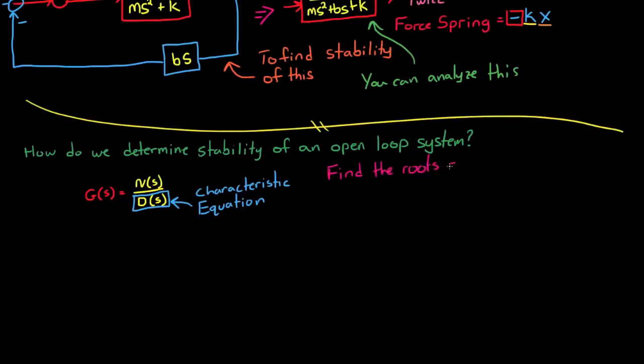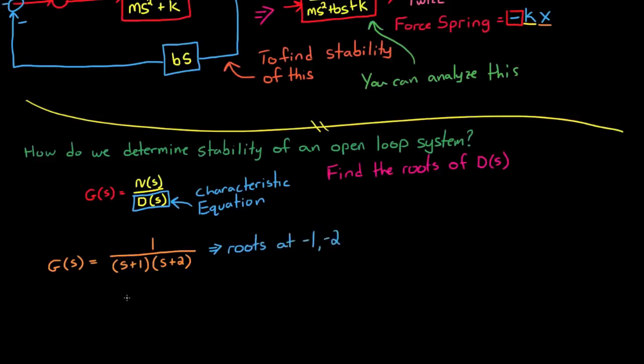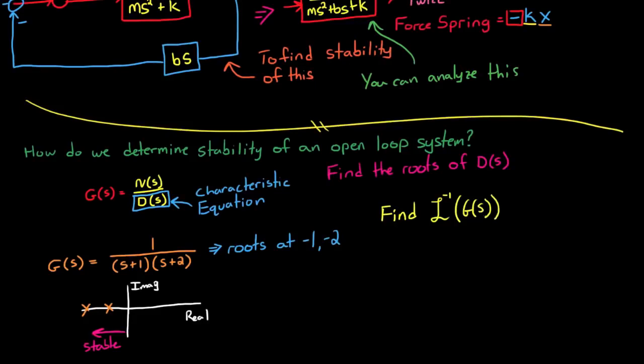These roots will have a real component and an imaginary component. For this example, this transfer function G(s) has roots at -1 and -2. Now you can plot these roots to see them visually or just assess the stability directly. If all of the roots exist in the left half plane, that is, they have negative real components, then the system is stable. This is easy to prove using the inverse Laplace transform of G(s).